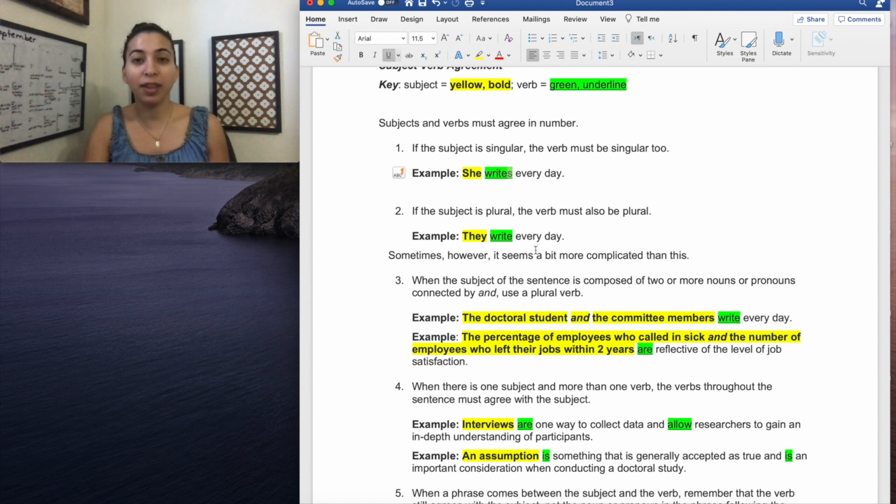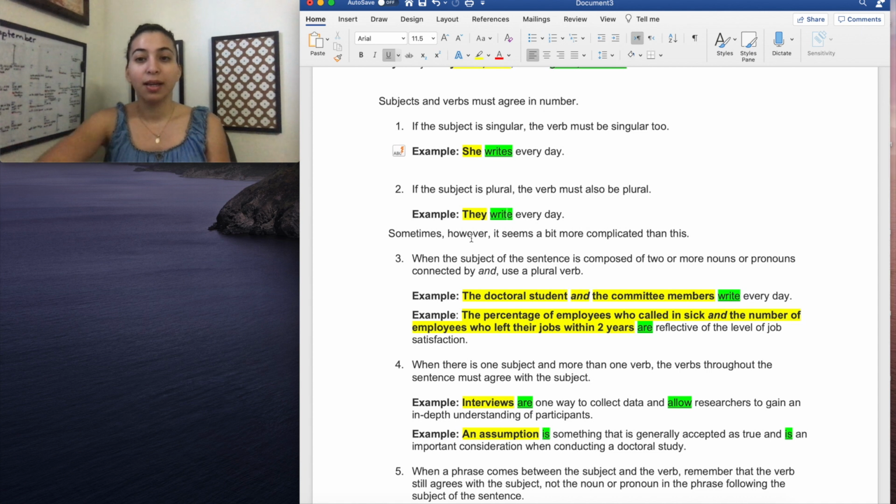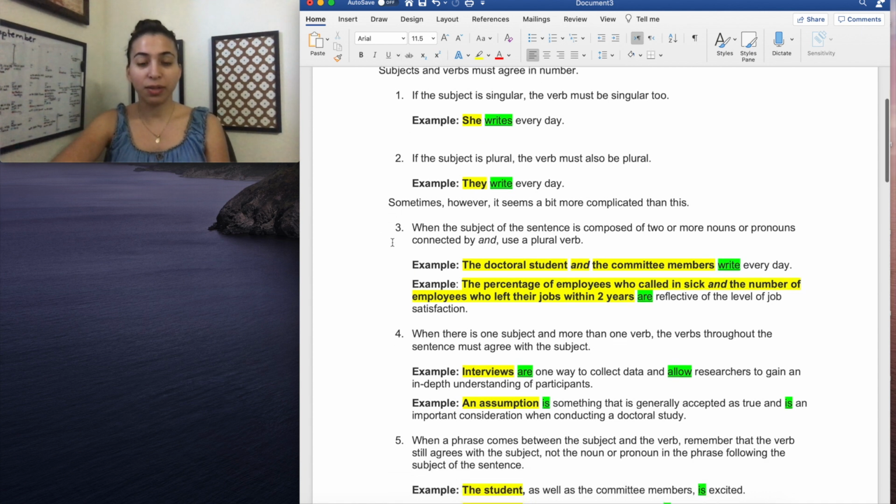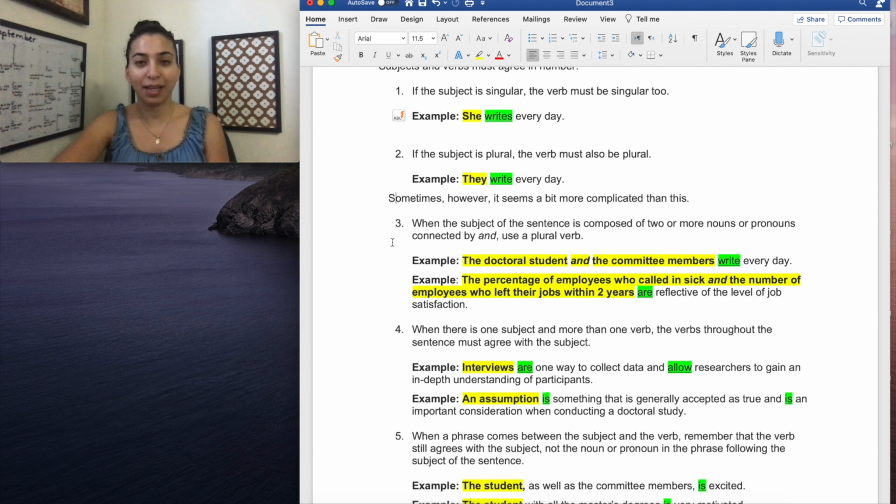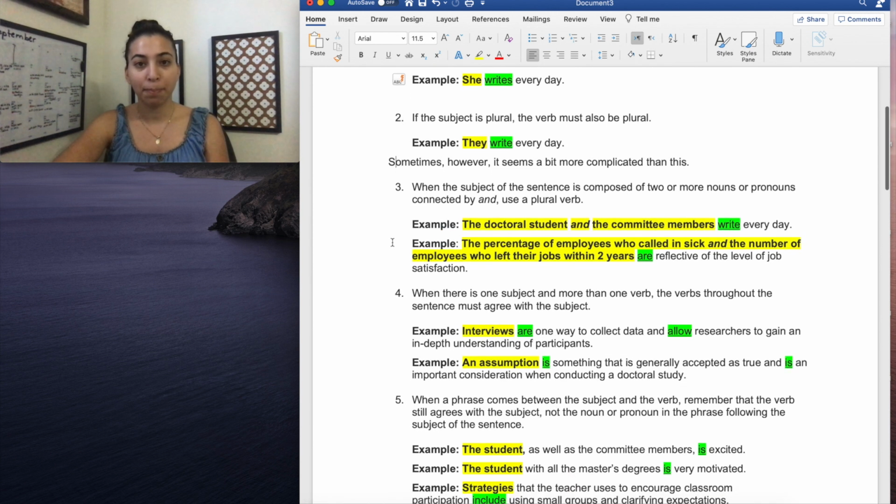So whatever the noun or the pronoun is, if it's plural, then the verb has to be plural. In this case, they write every day. Even though they is also third person, it's not singular, so we don't add an S. They write every day. Sometimes it's a little bit more complicated than that, but we're not going to talk about that today.